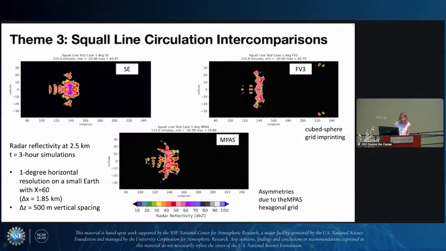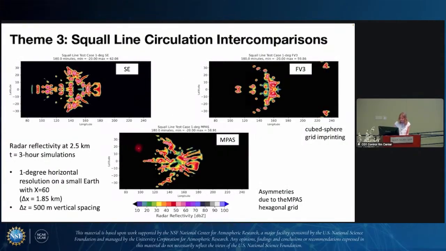Here you see a comparison between the SE, let me point it out, the SE, FE3, and MPAS dynamical core. This is radar reflectivity, a measure that we put as a diagnostic into the model to evaluate that signature. Okay, I probably should wrap up.